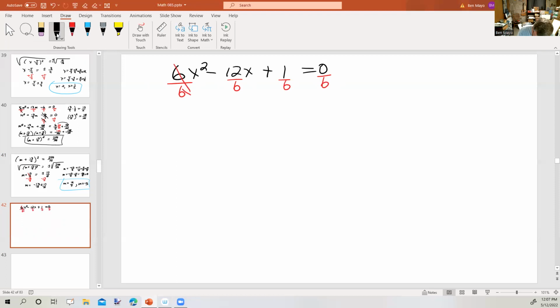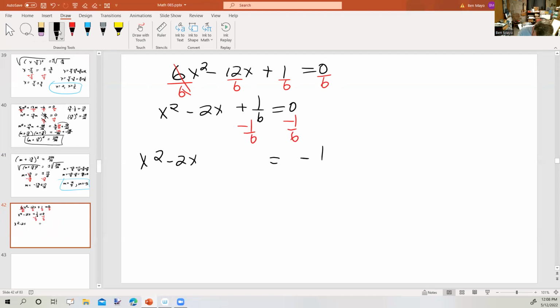So we now have x squared minus 2x plus 1/6 equals 0. Then we're going to move the constant over. We'll subtract 1/6 from both sides. x squared minus 2x equals negative 1/6. And again, it's important to leave a space here because I'm going to be adding a number there as well as over there.